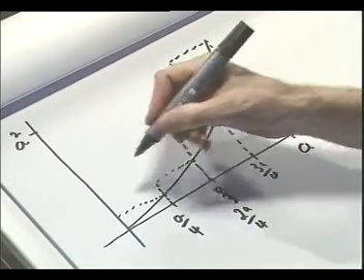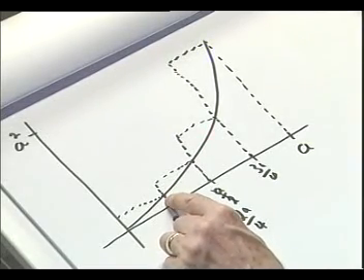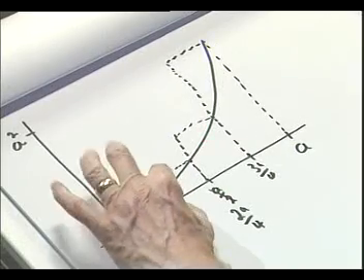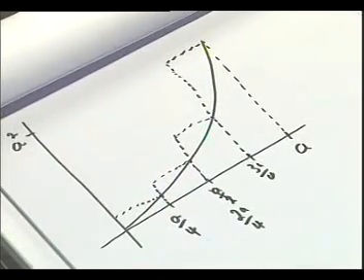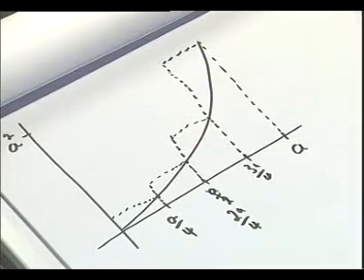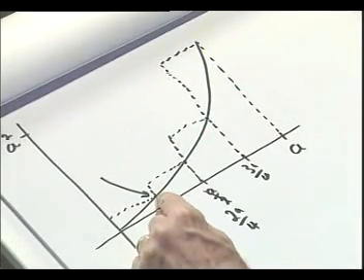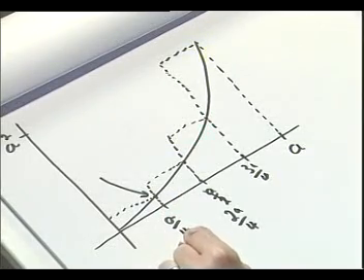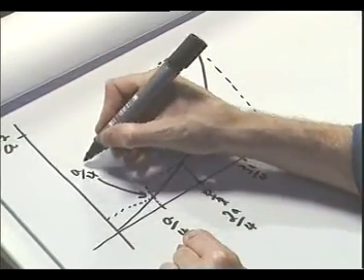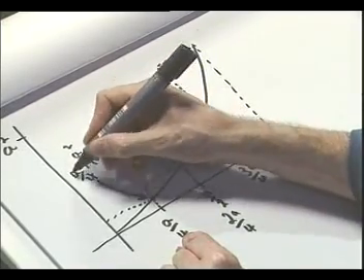So let's just write down the coordinates of these points, because the coordinates of these points will be the heights of the rectangles. So the y-coordinate there will give us the height of that rectangle. The y-coordinate there, the height of that rectangle, and so on. So this point here has an x-coordinate of a over 4. So that's a over 4. It will be a squared over 16.